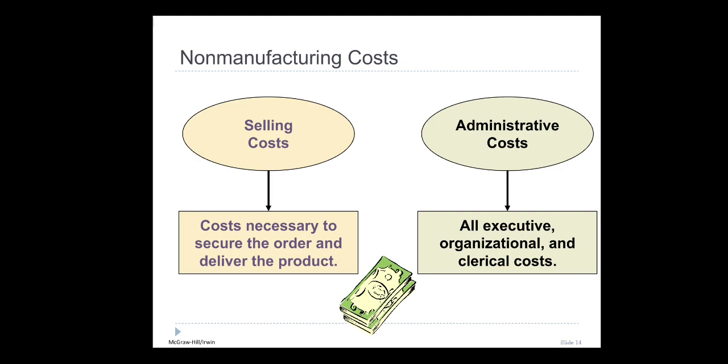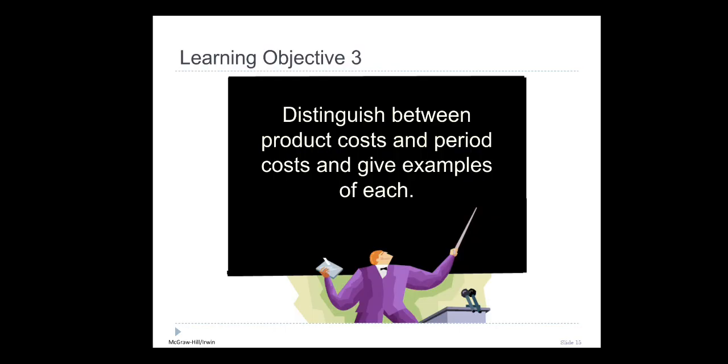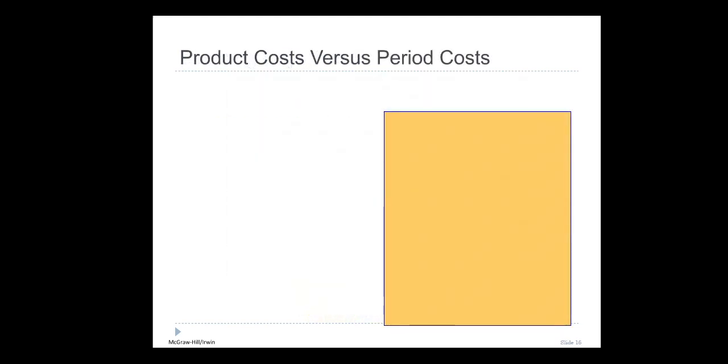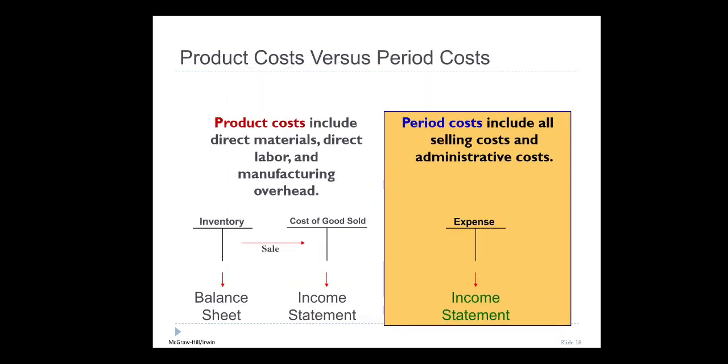Management office rental, management office building property tax, they are all admin costs. So non-manufacturing costs equal selling costs plus admin costs. So this is the second category of cost that you have to know. Okay, so this is the third category of cost that you have to know.